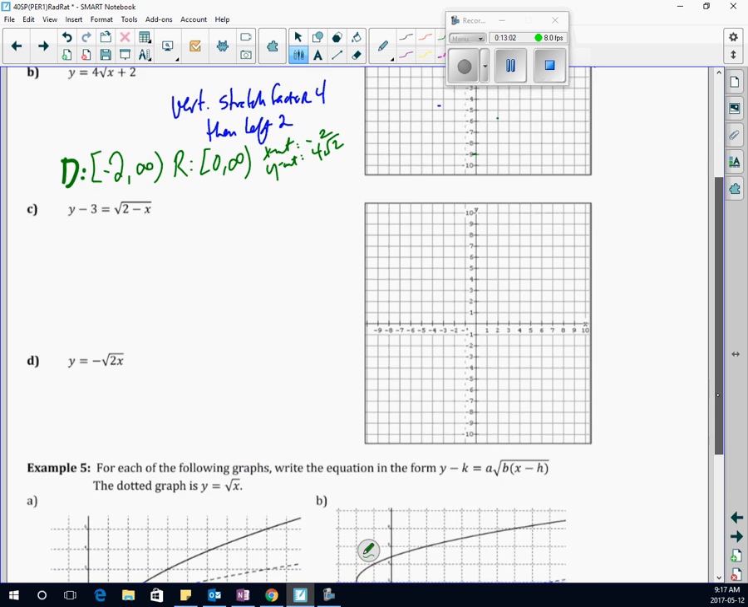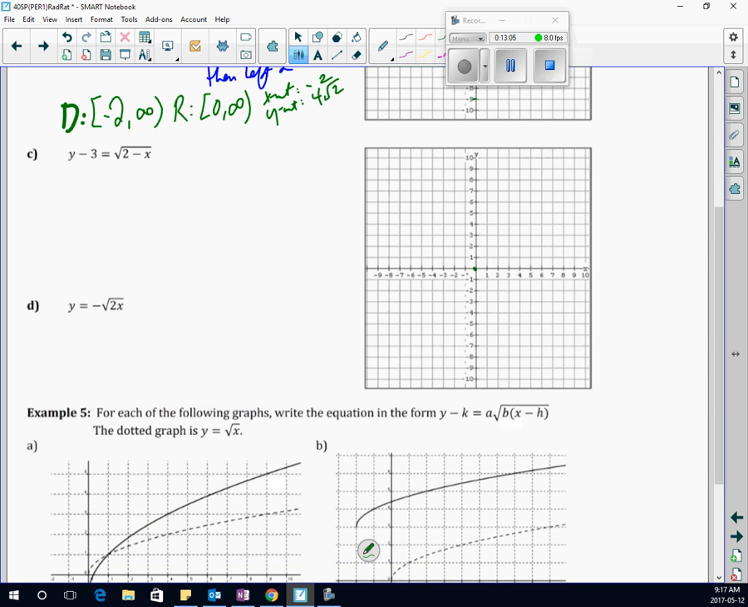Okay, moving on. We're going to start with a base graph again. 0, 0, 1, 1, 4, 2, 9, 3. Yes? Okay, we're going to move the 3 over. So y equals the square root of 2 minus x, plus 3. What else do we have to do for this one? We need to factor out the b. Does everybody remember that? Nothing's changed here. So negative bracket, the b is -1. So it's going to be x minus 2, plus 3.